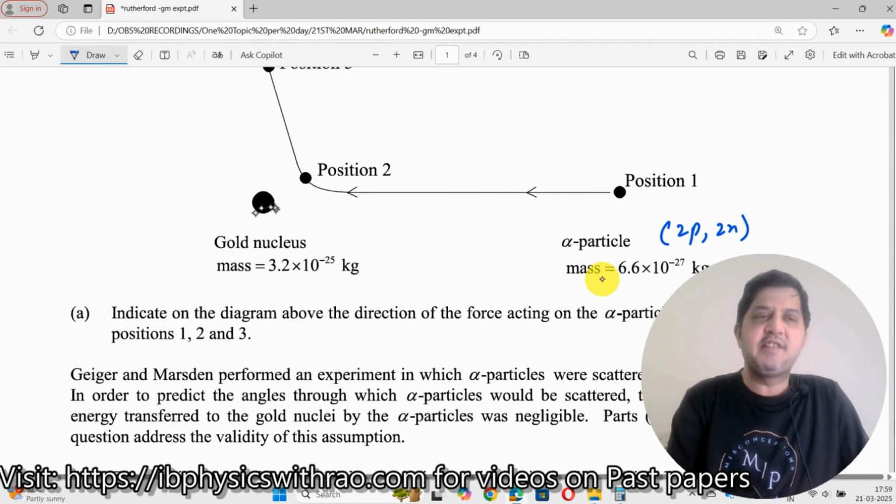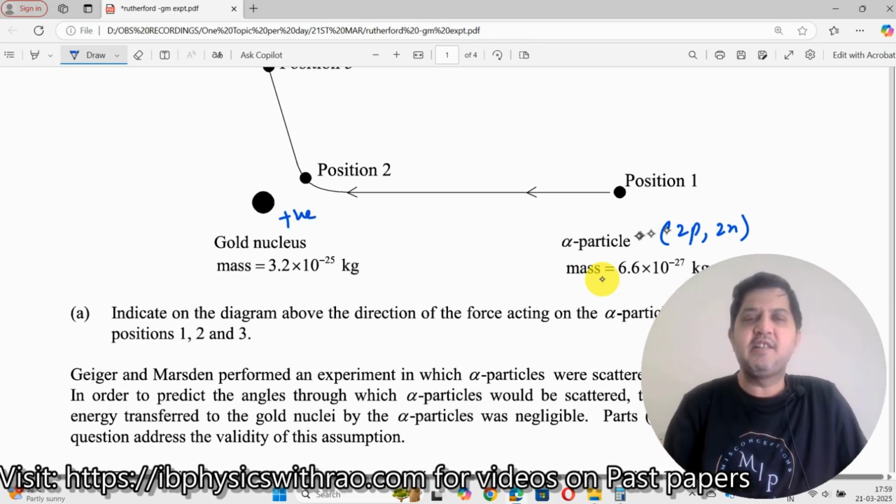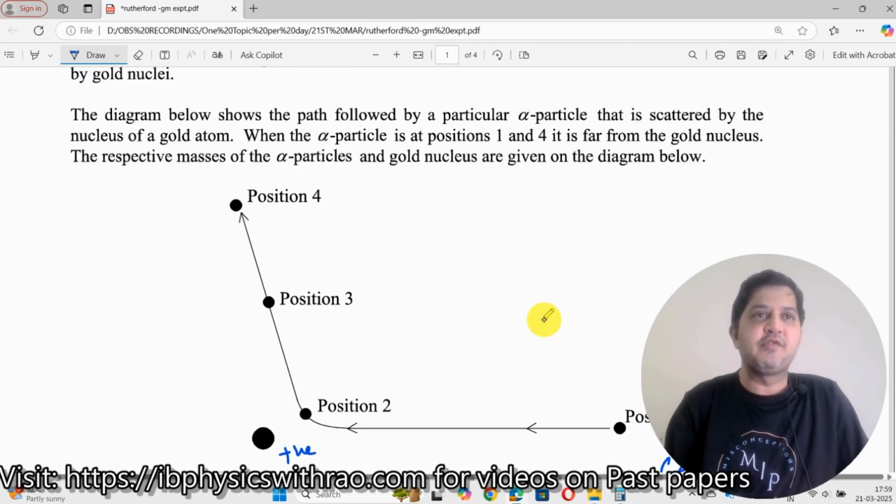The gold nucleus has a positive charge, which means electrons have already been removed and you only have a positive charge. There are 2 protons over here, 2 neutrons. This is also a massive particle which is coming nearby to it. Now let us read the question. When the alpha particle is at positions 1 and 4, far from the gold nucleus, the respective masses are given over here.